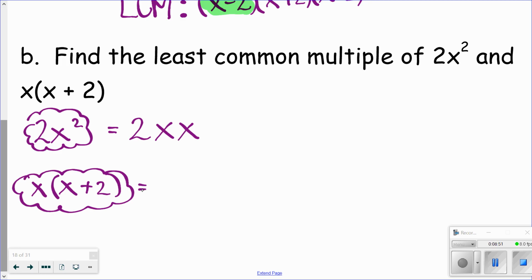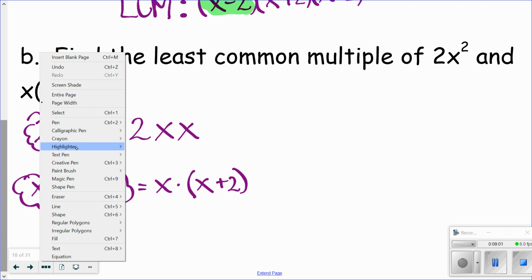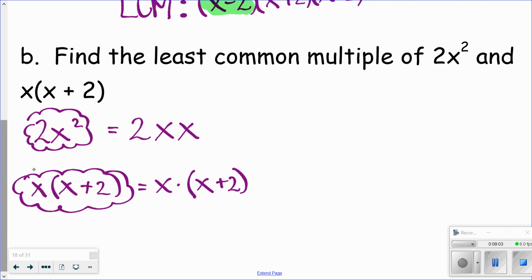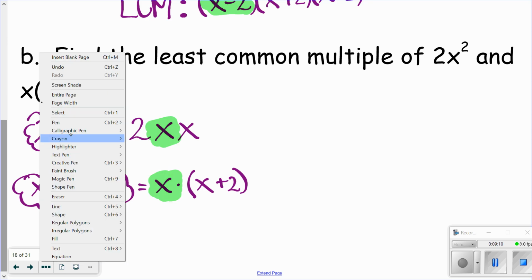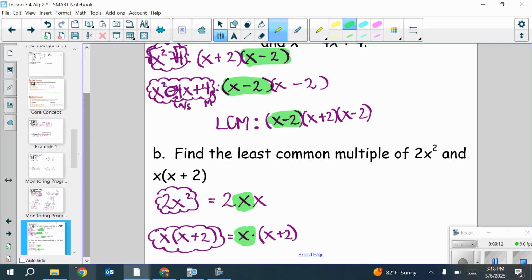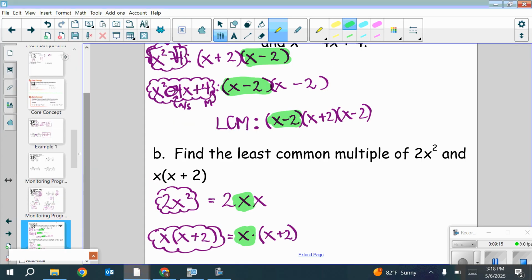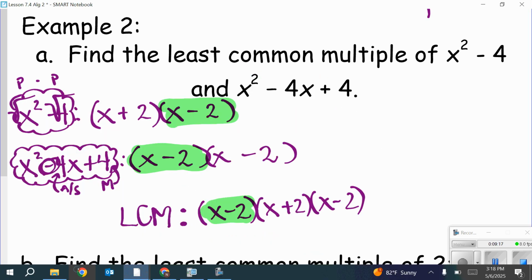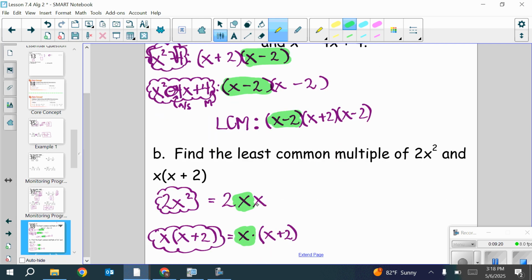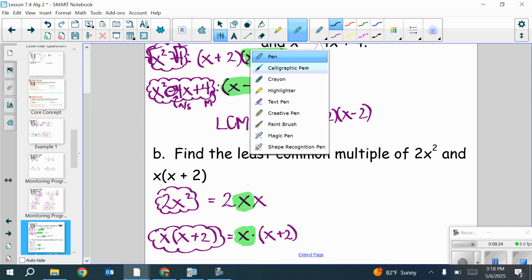Now, for this next one, it is already basically in factored form. Remember that you are going to look at what we have in common. If you look at this, I'm only highlighting 1x, because they only have that 1x in common. Even though this one still has an x there, we only want to write it once because that's how many they have in common.